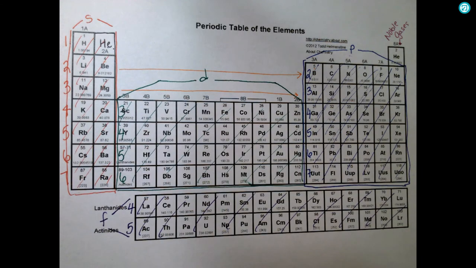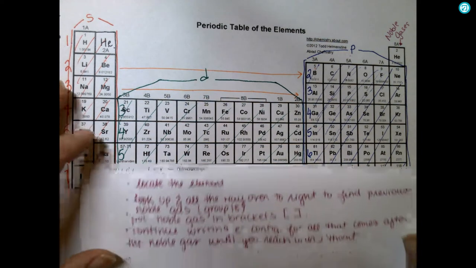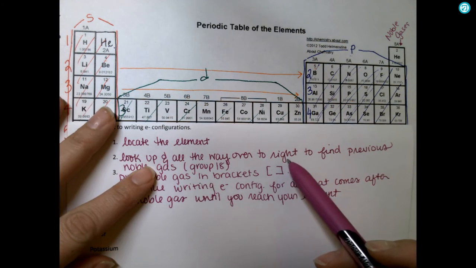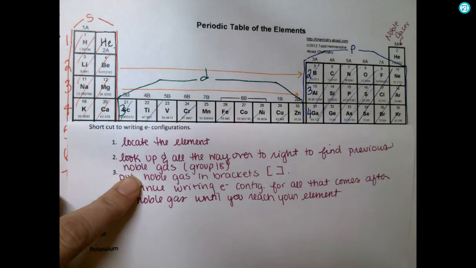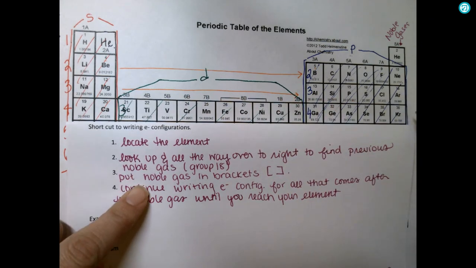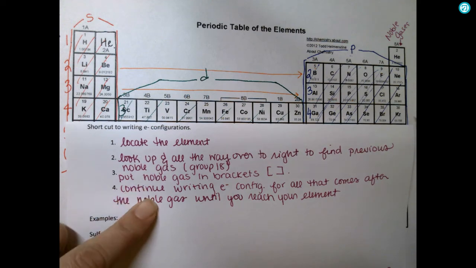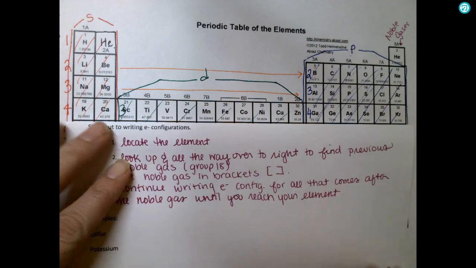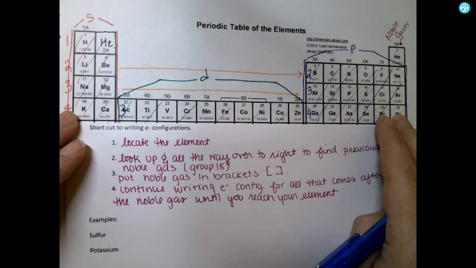So to do so, we are going to locate the element we care about. Then we are going to move up and over the line above to find the last previous noble gas. So we locate our element, then we move up and all the way over to the right to find the previous noble gas. So anytime we go up and all the way over, we'll find our noble gas. We're going to put our noble gas in brackets, and then we'll continue writing electron configurations for everything that comes after our noble gas until we reach the element that we want.